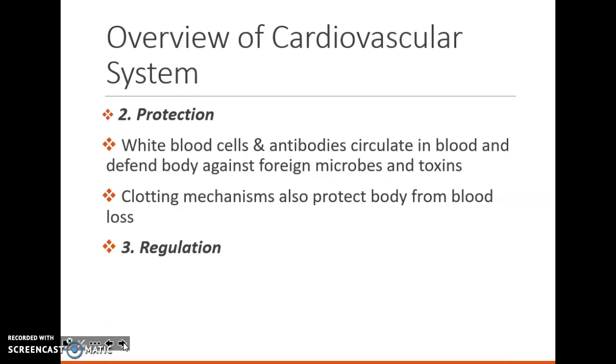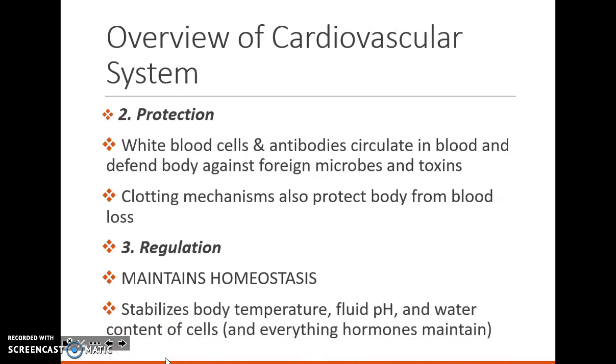bleeding to death. The third type of major function of the cardiovascular system is regulation, and that helps you maintain homeostasis. So your blood and the heart, they help stabilize body temperature. We've talked about how they can do that way back at the beginning of the year by constricting or dilating blood vessels near the skin. They help with fluid pH. They help with the water content of the cells, and they help bring the hormones to where they need to go, which regulates everything.